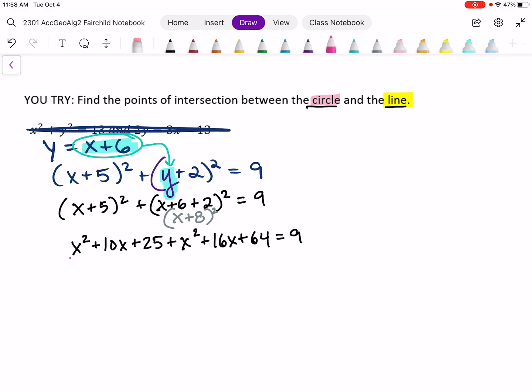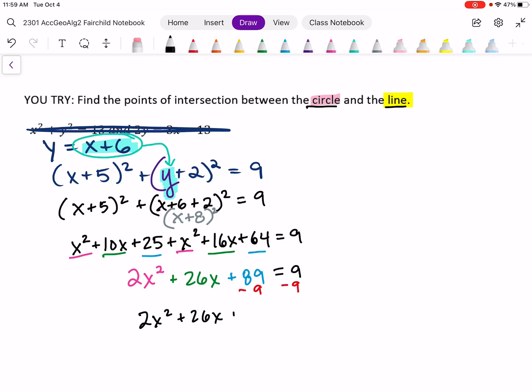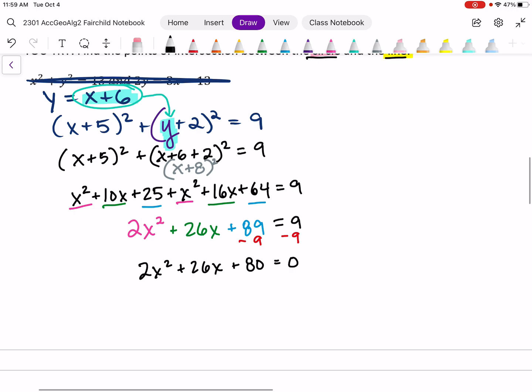Now we're going to combine like terms, add those x squareds together. We're going to add the 10x and the 16x, get 26x, and the 25 and 64 gives us 89. Now we still have equals 9. This is now a quadratic that we need to solve, so we need to get this set equal to 0. So we are going to subtract 9 from both sides. 2x squared plus 26x plus 80 equals 0. Now we can solve this quadratic.